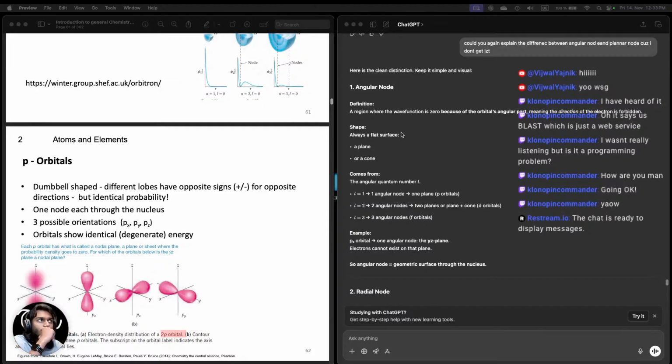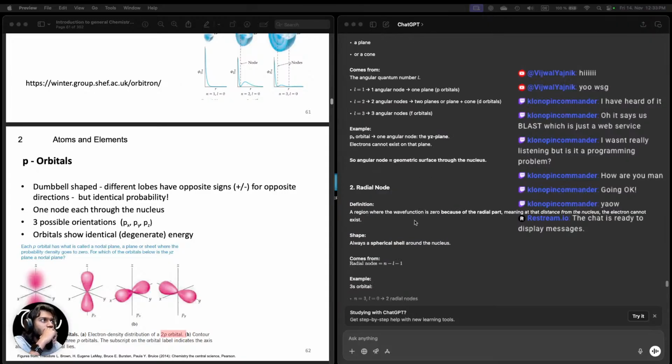So, angular node, a region where the wave function is zero because of the orbital's angular part, meaning the direction of the electron. Radial node, a region where the wave function is zero because of the radial part, meaning the distance from the nucleus.